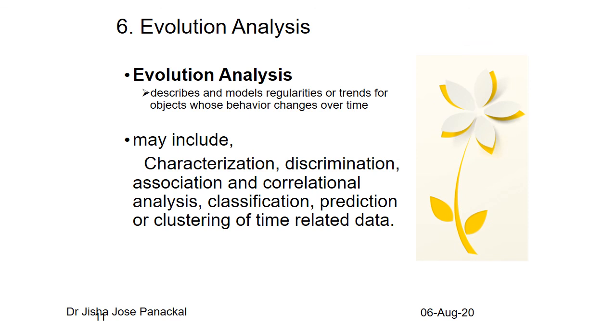Next one is evolution analysis. It describes and models regularities or trends for objects whose behavior changes over time. Okay, when the behavior of the objects changes over time, we can go for a model that is called evolution analysis. It will be an interdisciplinary one, and may include characterization, discrimination, association and correlation analysis, classification, prediction or clustering of time related data. So all these techniques will be coming under evolution.